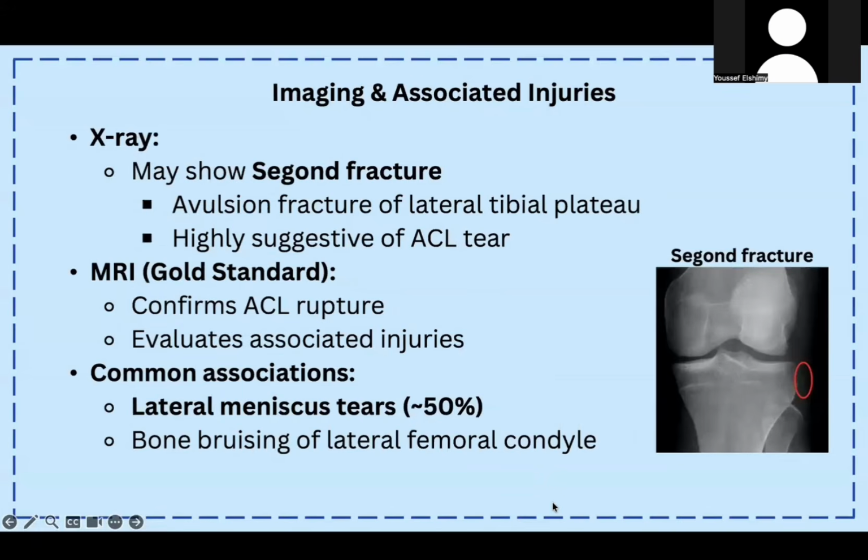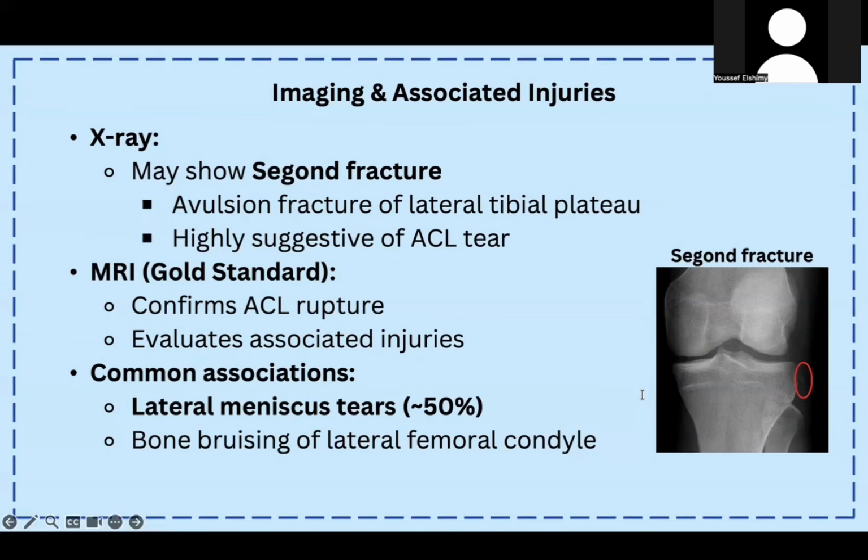So after doing physical examination, we move on to imaging. X-rays are usually the first imaging study obtained in order to exclude fractures. On X-rays, one important radiographic sign is the Segond fracture, which is basically a small avulsion fracture of the lateral tibial plateau. Although this fracture appears very small, it is highly suggestive of an underlying ACL tear. But the gold standard is MRI.